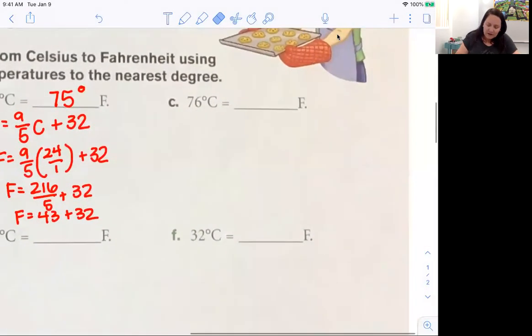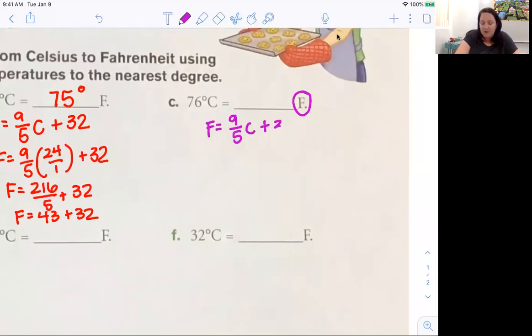And we're going to do 76 degrees. So what formula? We're converting to Fahrenheit. Remember, if you're converting to Fahrenheit, you use the F formula. Fahrenheit equals 9/5 C plus 32. And remember, the C next to the 9/5 means we are multiplying. So let's plug in. Fahrenheit equals 9/5 times 76 over 1 plus 32.